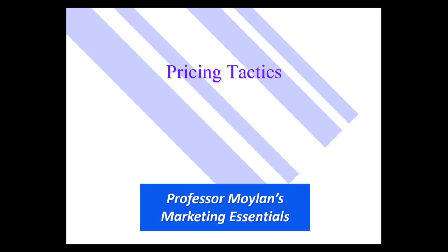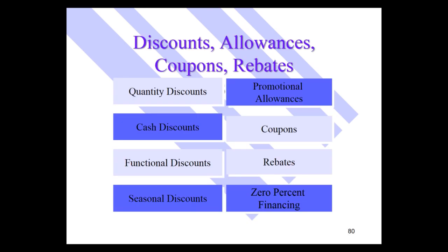In this module on pricing, we're going to cover some of the more common tactics. There are a number of tactics, once you've set a list price, that often will lower the price. There are a number of different discounts and allowances, and you can even use things like coupons and rebates. So let's take these one at a time, starting with quantity discounts.